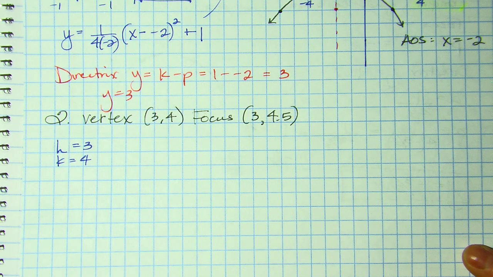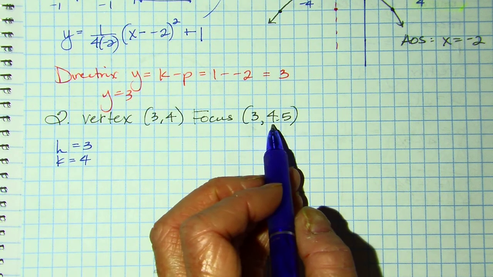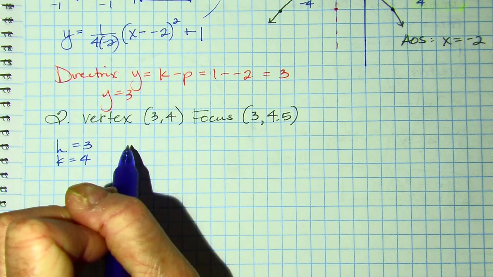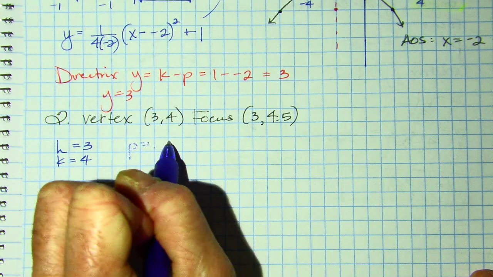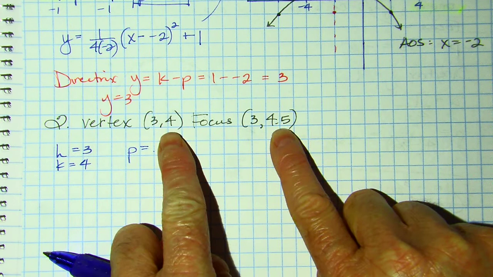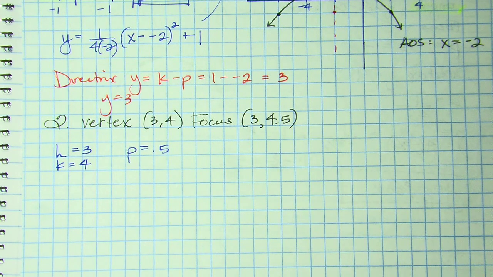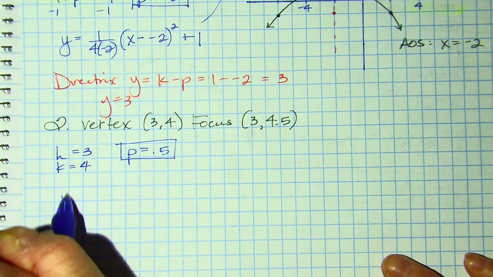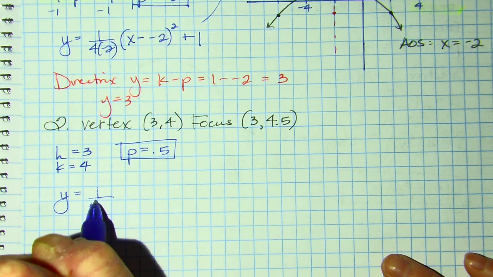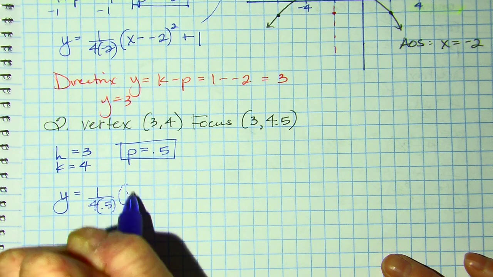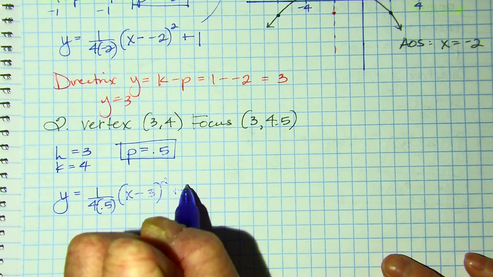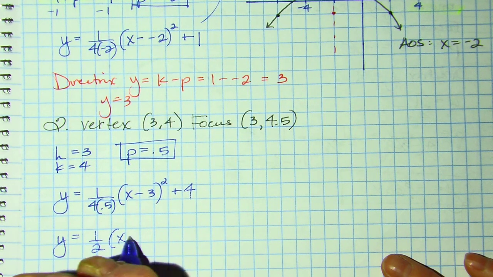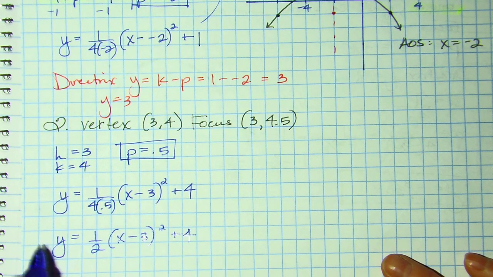I know that if our focus is at 4.5, then p equals 0.5 because that's the change, right? And if p is 0.5, then I can find my formula. So y equals 1 over 4p times (x minus h) squared plus k, and simplifying that, 1/2 times (x minus 3) squared plus 4. So there's our equation.